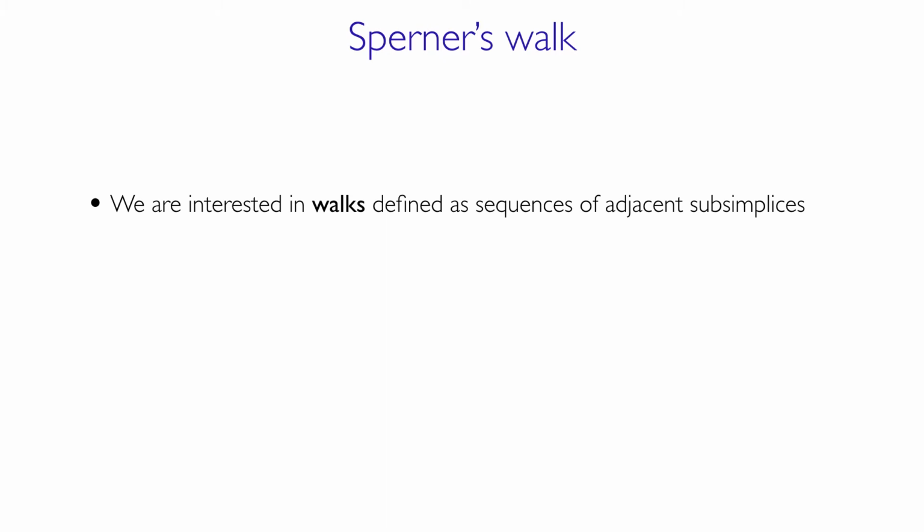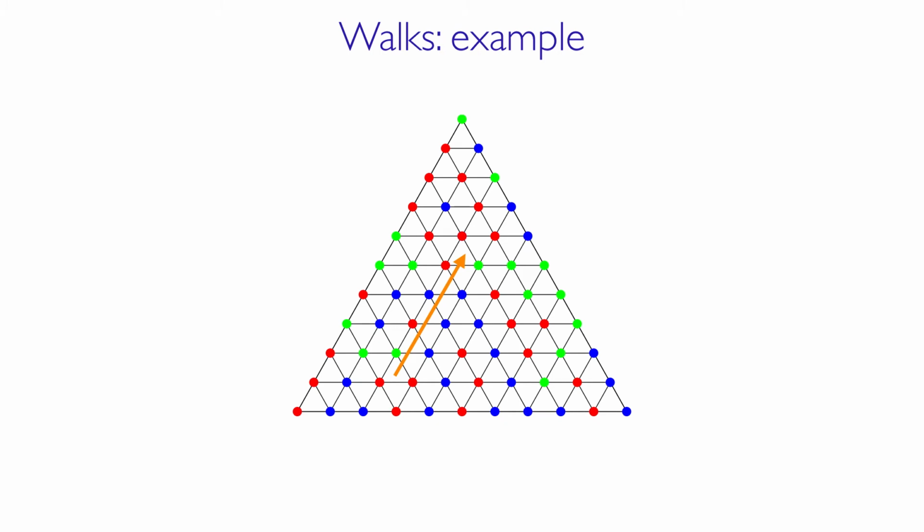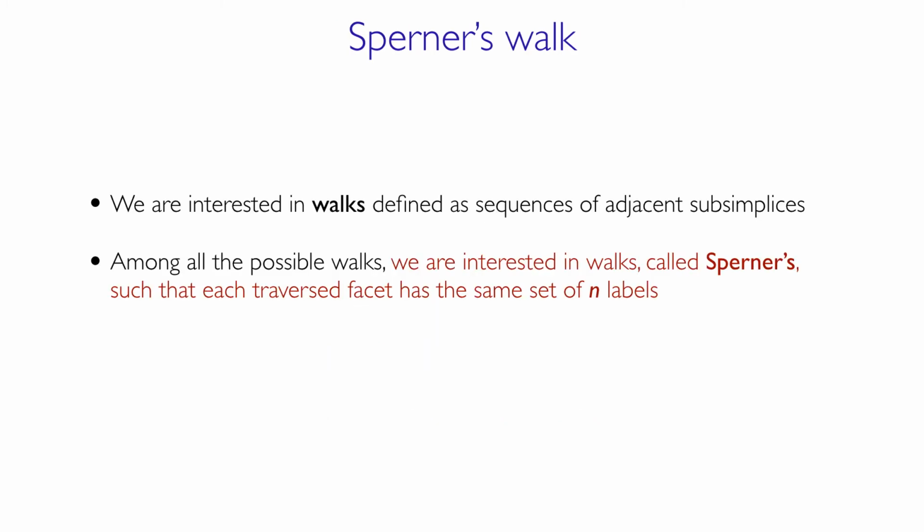A walk is defined as a sequence of adjacent subsimplices. Here an example of walk. Among all the possible walks, we are interested in walks called Sperner's, such that all the faces traversed by the walk when moving from a subsimplex to an adjacent one have the same set of labels.